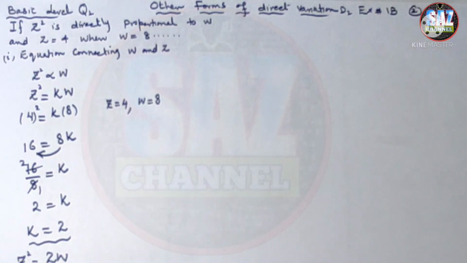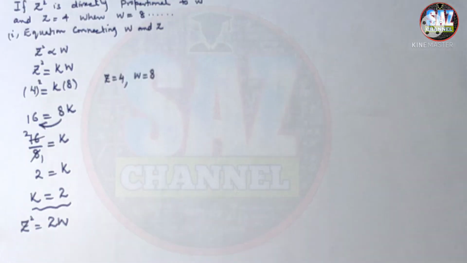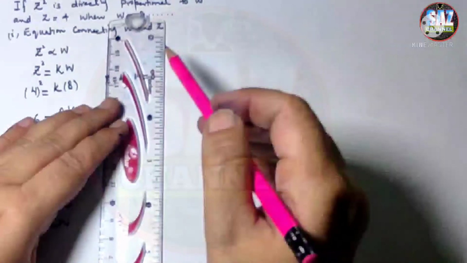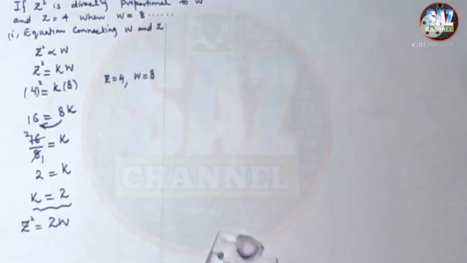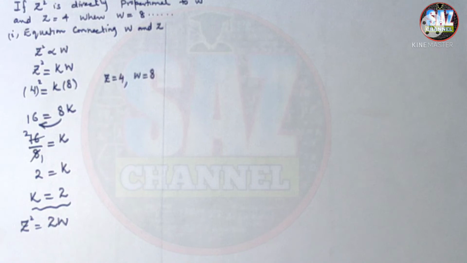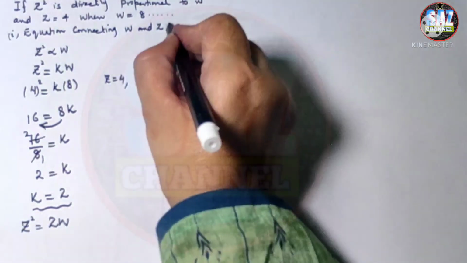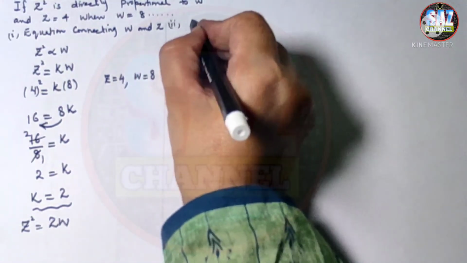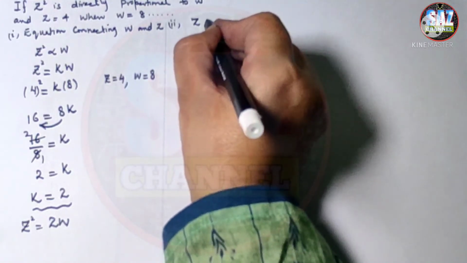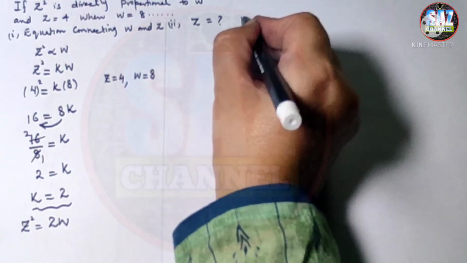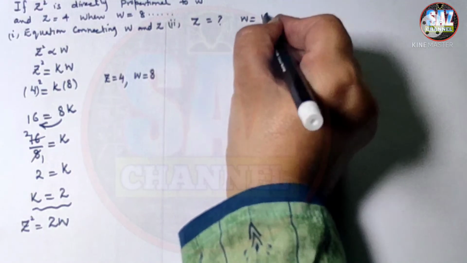Okay, and then the next part says, let me first draw the line and then I will be going to the next part so that my students should not mix work with other part. The second part says value of z. We have to find z when w is 18. W equals 18.